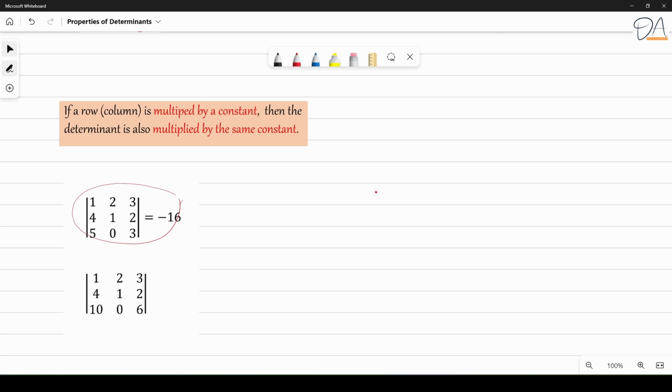Now we have another determinant and we're trying to calculate its value. What we notice here is that these are exactly the same. Nothing is different except in the third row.